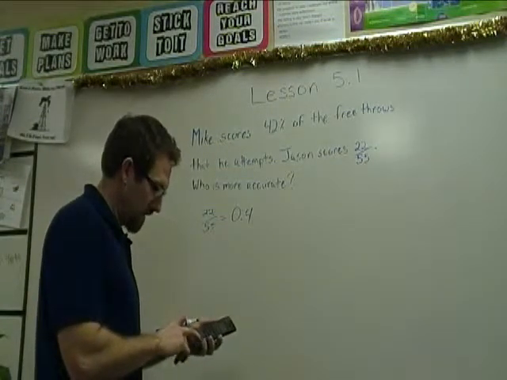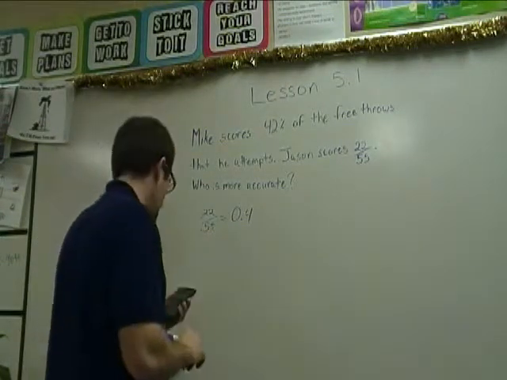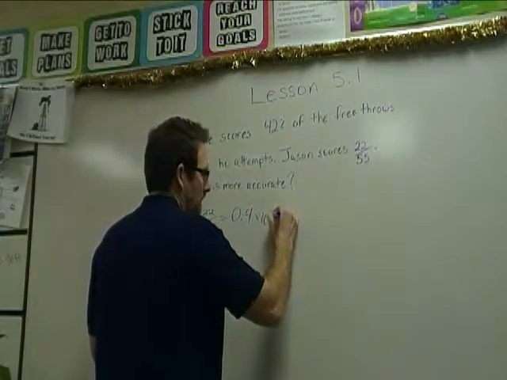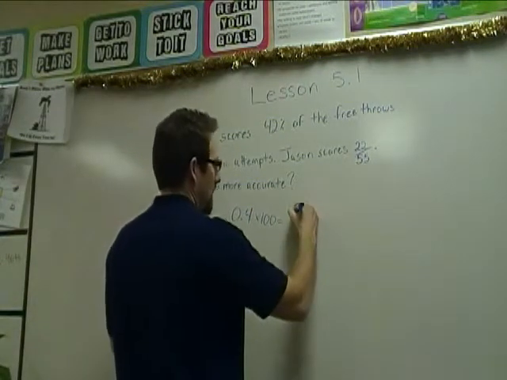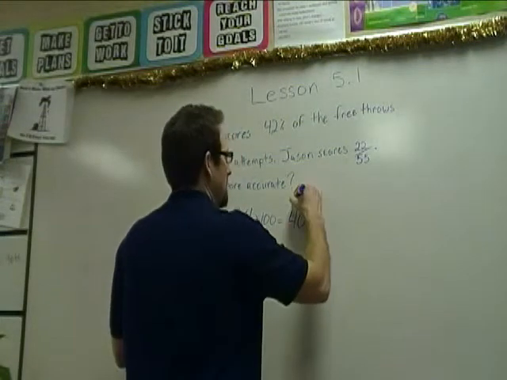Let's change that 0.4 into a percent. Remember, in order to do that, you just times by 100. Any decimal times 100 is going to give you that percent. Okay, so times by 100. Boom, boom. I get 40%. That's going to be Jason.